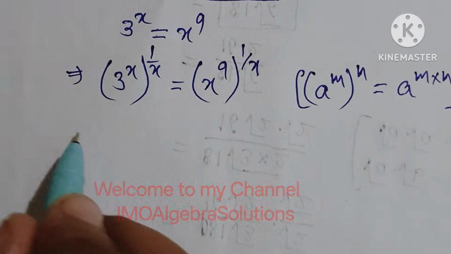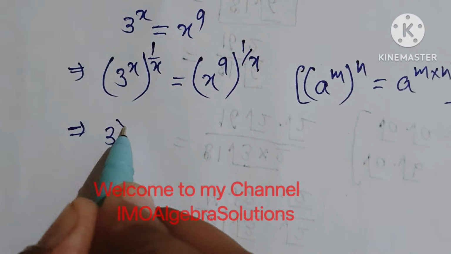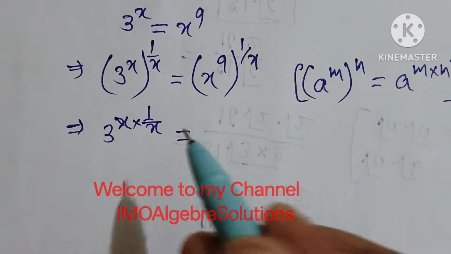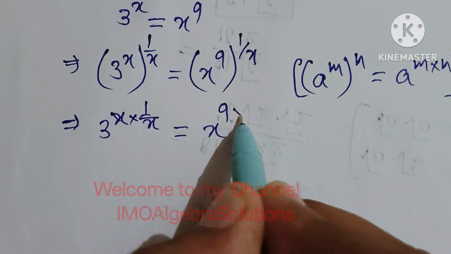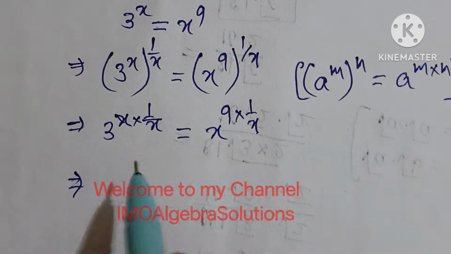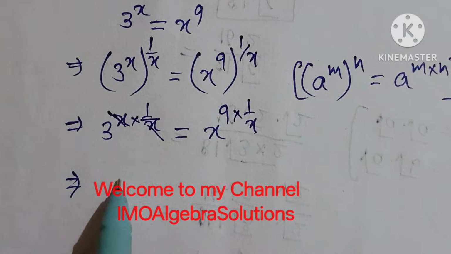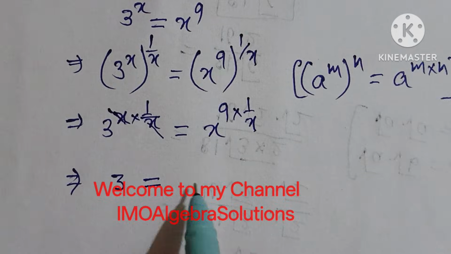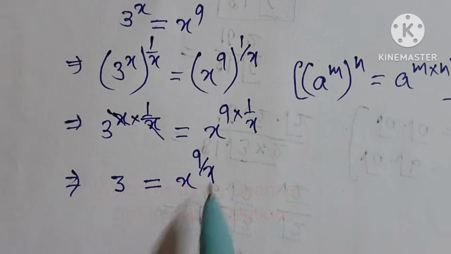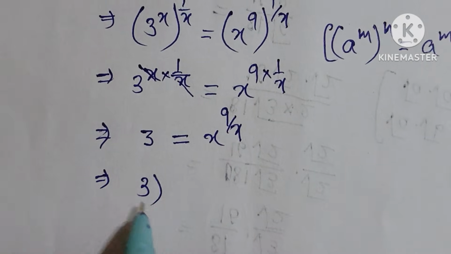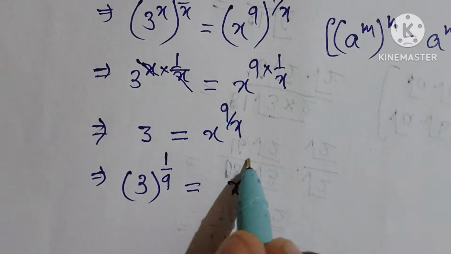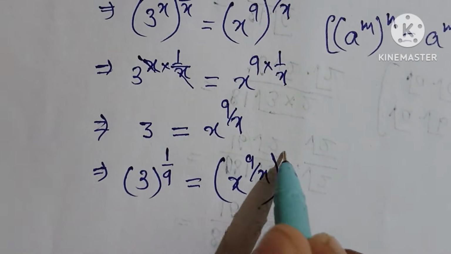Now 3 raised to the power x into 1 upon x equal to x raised to the power 9 into 1 upon x. Now we can solve this. Here x will be cancelled, so we get here 3 equal to x raised to power 9 by x. Now 3 raised to the power 1 by 9 equal to x raised to the power 9 by x, raised to the power 1 by 9.